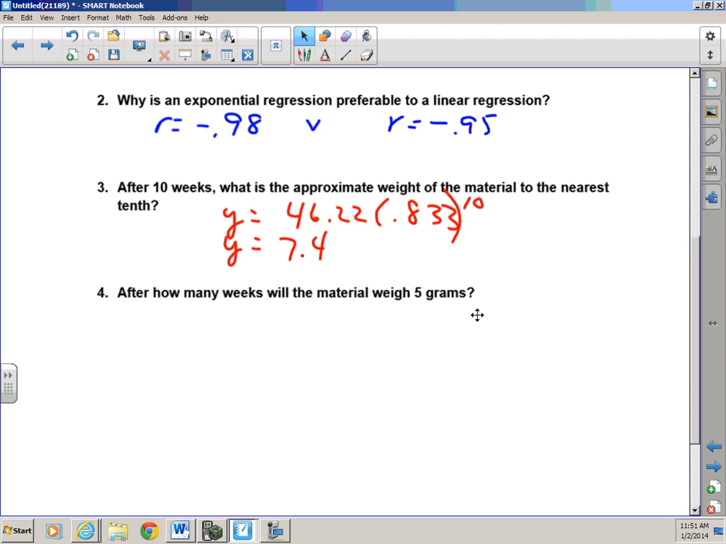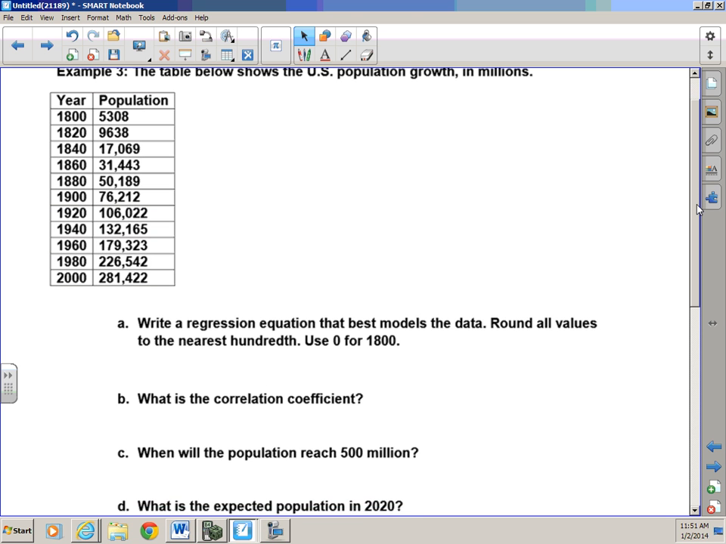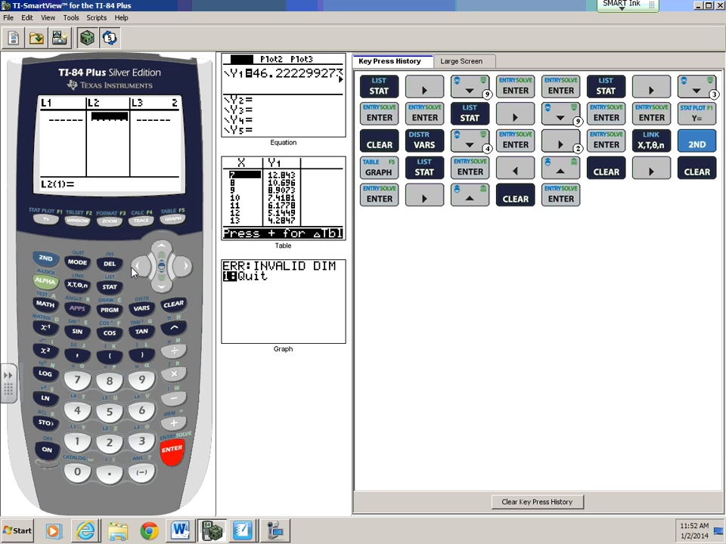Okay, so going back, after how many weeks? After 12 weeks, or in week 13, it hits 5 grams. Okay? So let's go to our last example. So we have population and growth. So what we're going to do here, instead of putting the full 1,800 in, is let 1,800 be 0. And since it's going up by 20, we're going to count by 20s.